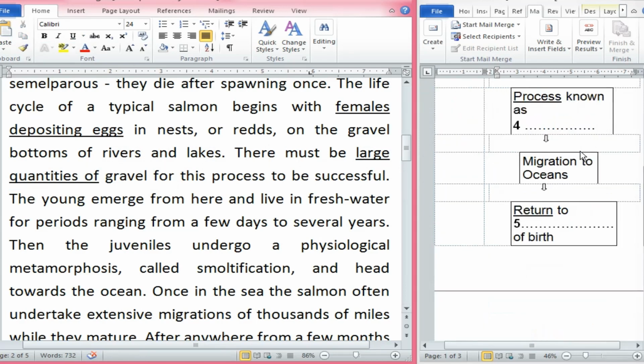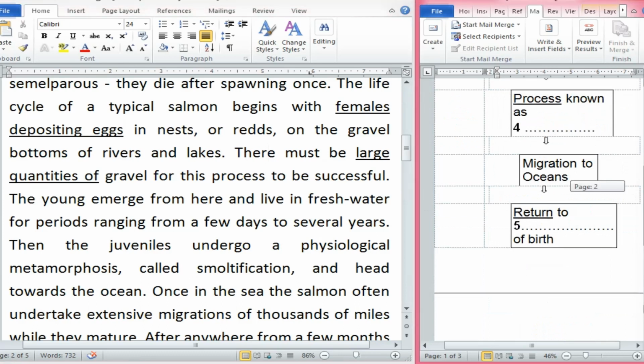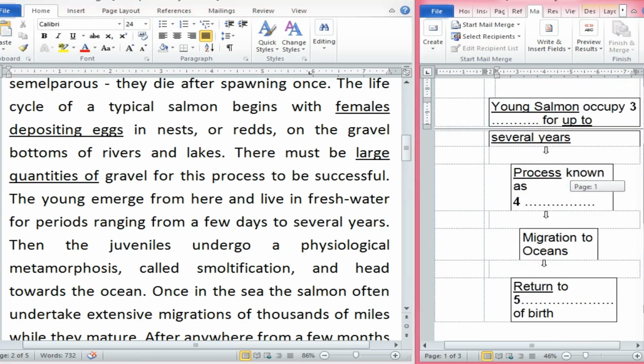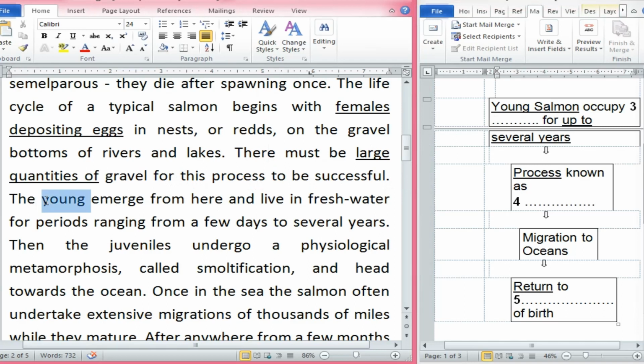Now I'll move to the third question, and as I've told you, I have already underlined the keyword for your convenience. So it is saying young salmon. Perhaps that is one keyword. So let me find young salmon first. From here, I'll start reading. Young salmon. Oh, see, you have got this word here immediately. So you will underline this word immediately in your real task.